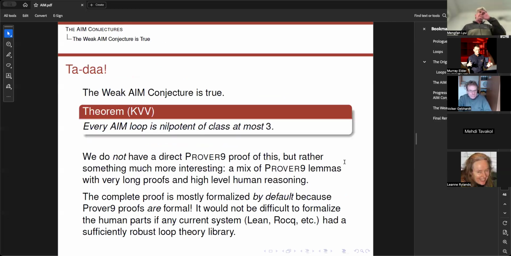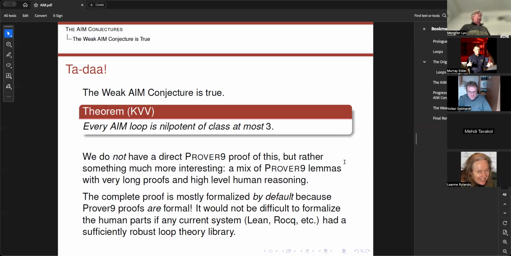Okay, well, the weak AIM conjecture is true. We do not have a direct Prover9 proof of this. So it's not like I set up the hypothesis and the goals for being nilpotence of class at most 3. That's a bunch of equations, not just the 7 that I showed you, a bunch of very long ones. Rather, we have a mix of high-level human reasoning based on expertise in loop theory and long Prover9 proofs.